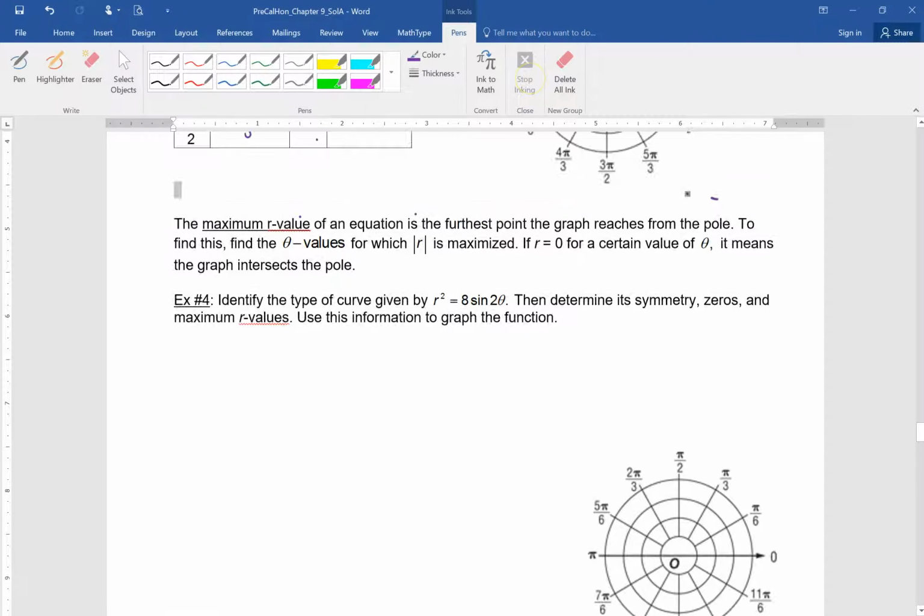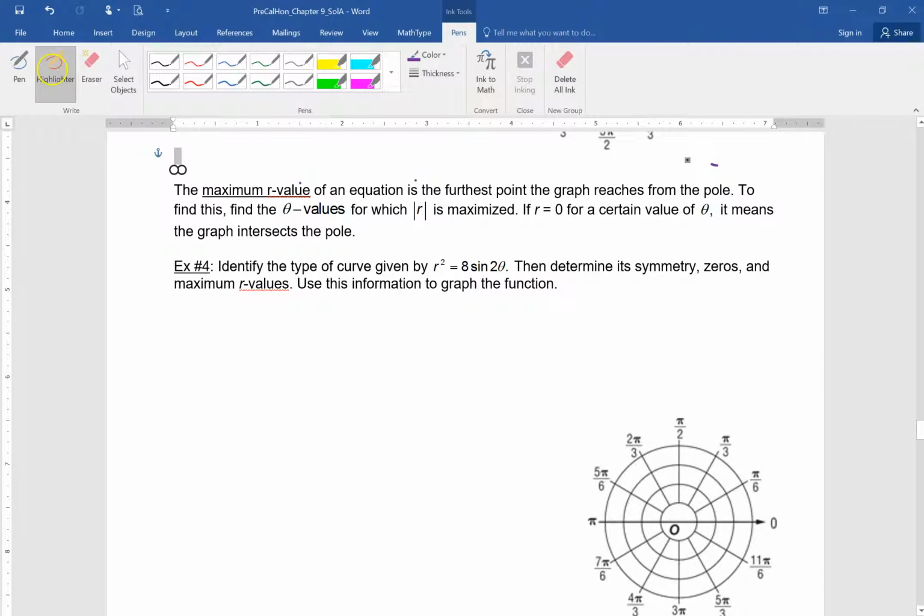All right, so talking about maximum r value. The maximum r value is the furthest point that the graph reaches from the pole. So it's the furthest point that you get from the origin. Now to find this, you have to find the values of theta for which r is a maximum, and we don't want just r, we want the absolute value of r. So if r is 0 for a certain value of theta, it means it's intersecting the pole at that point.